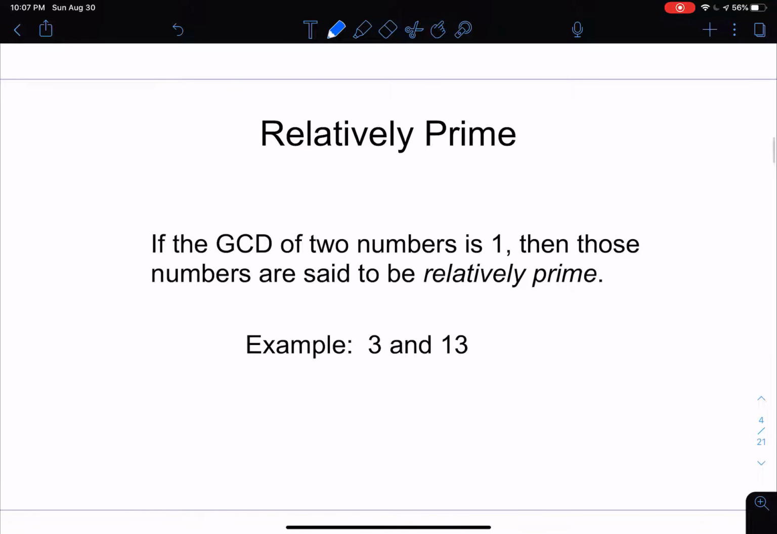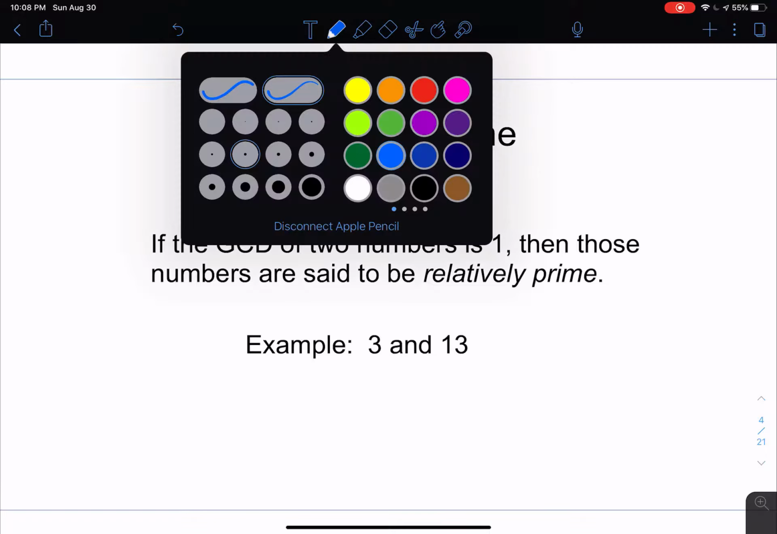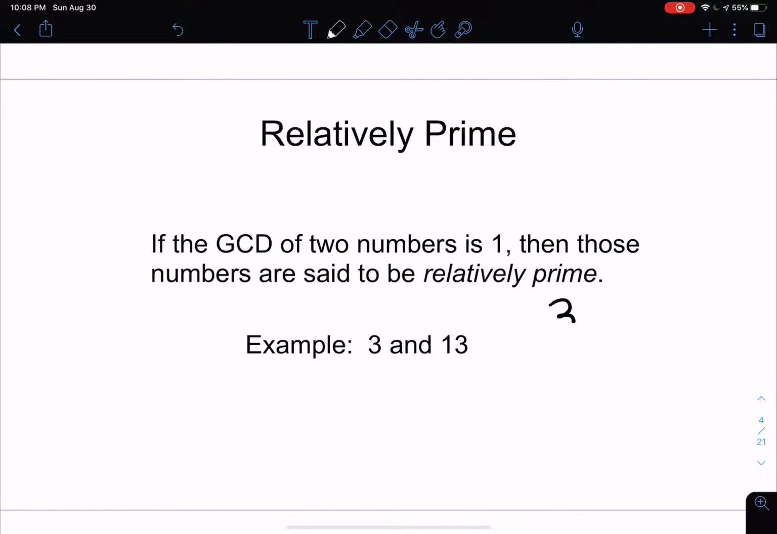Now related to greatest common factor, if you have 2 numbers and their greatest common factor is 1, then you can say that those numbers are relatively prime. 3 and 13 are an example of this. Because if you look at 3, that's just 1 times 3. And if you look at 13, that's 1 times 13. And they both just have 1 in common. So they're said to be relatively prime. And in this case, 3 and 13 each are prime numbers. But they're also relatively prime because they're prime relative to each other.